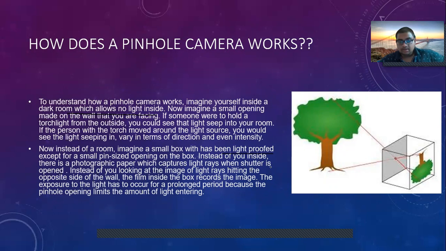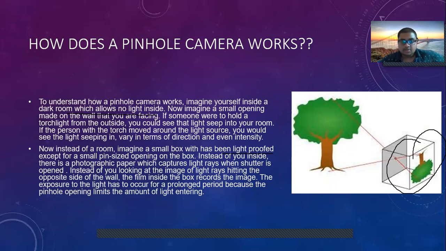Okay, and instead of you looking at the image of light rays hitting the opposite side of the wall, the film inside the box records the image in front of this. So let's say your pinhole camera is facing a tree, so the image of the tree would be captured, but in inverted form.